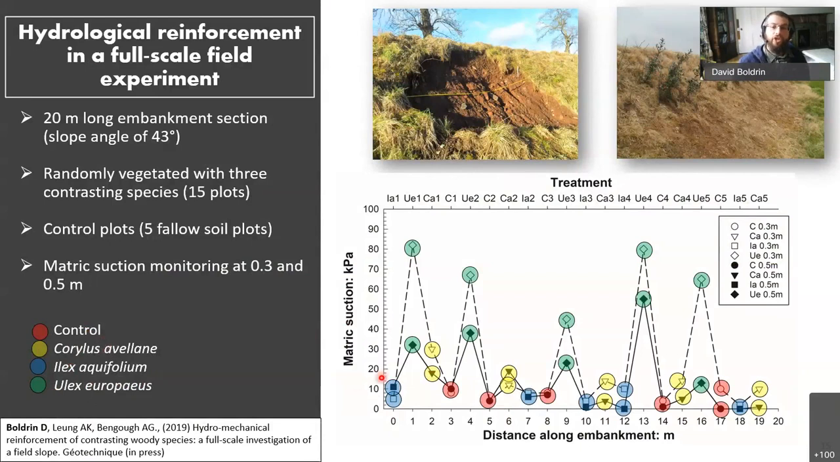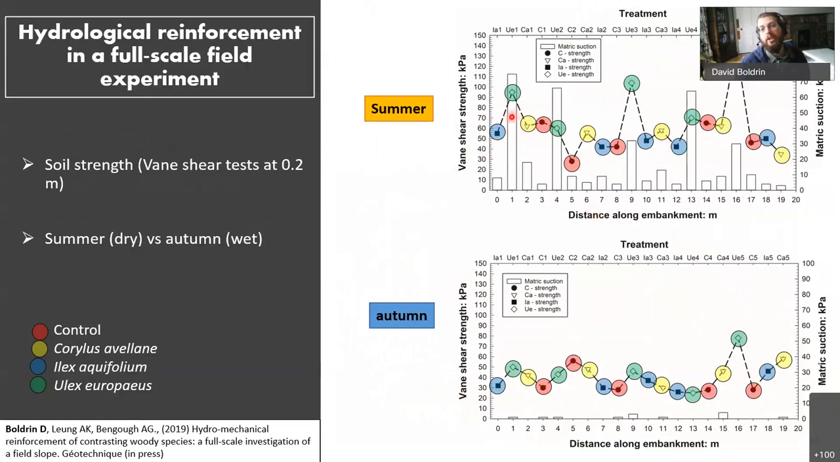And here you can see the change of matric suction along the embankment, so in this direction. And in particular, you can see a clear matric suction pattern in relation to the different species. And in particular, we have peaks of matric suction in the plots vegetated with Ulex europaeus. And interestingly, there was a consistency between matric suction pattern and soil shear strength pattern. And again, we have peaks of both matric suction and shear strength in the plots vegetated with Ulex europaeus. So there is a clear effect of hydrological reinforcement and also a clear species effect in this case.